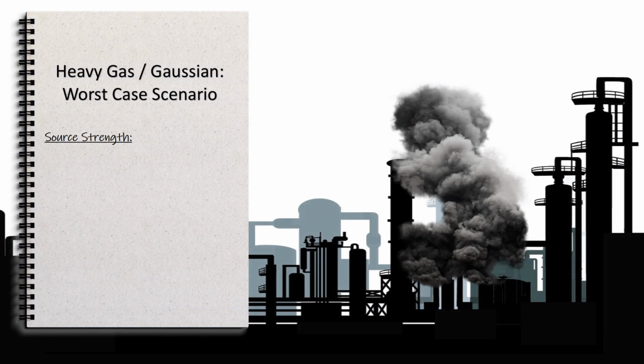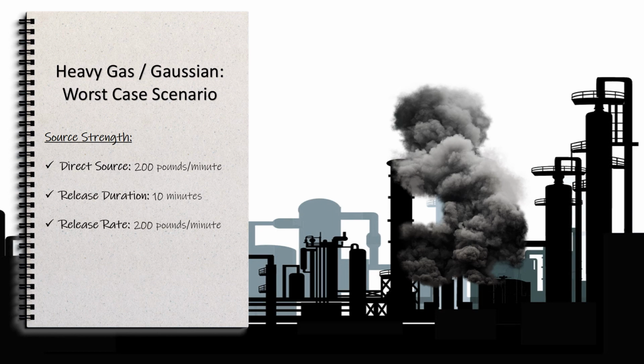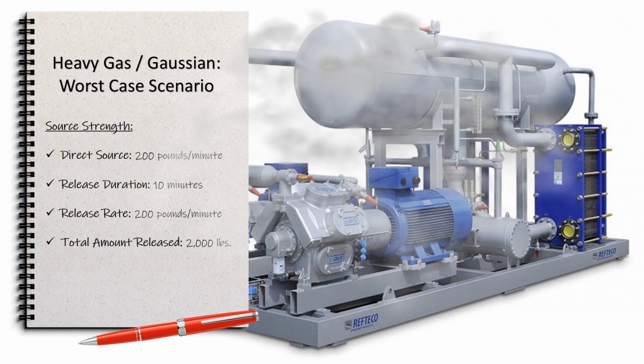The next part that needs to be entered is the source strength, which includes the following terms: direct source, release duration, release rate, and total amount released. Now that we know what information needs to be included, let's quickly review a couple of the terms. Direct source. You will choose this option when you know or can estimate either the amount of gas being released or its rate of entry.